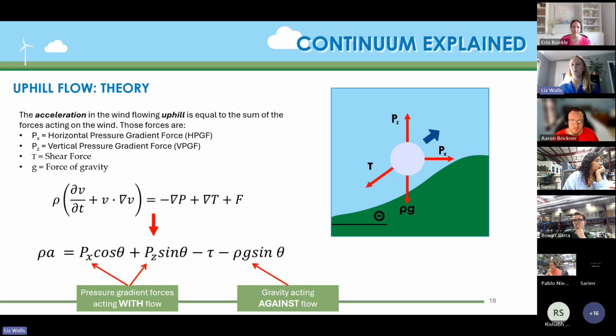And now as the wind flows uphill, we have a negative sign for the gravity force because gravity is acting against the flow of the wind. So it's a similar situation as downhill, but some signs are flipped again due to the vertical pressure gradient force and gravity working with and against the flow of the wind. So the pressure gradient force is acting with, and gravity is acting against the flow.